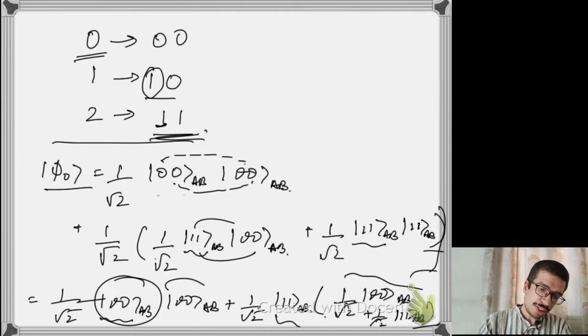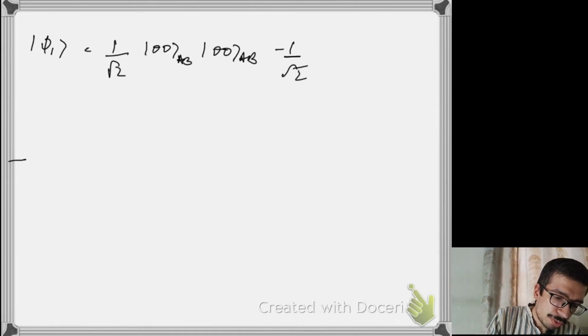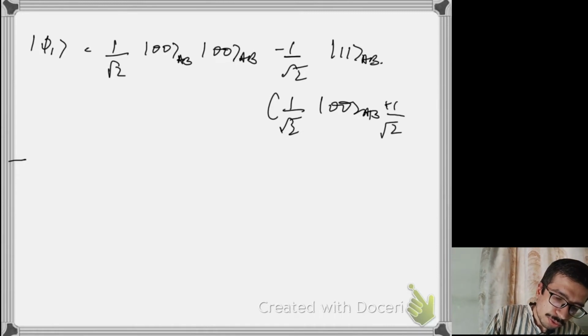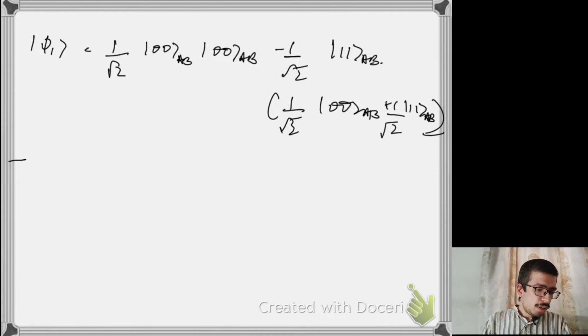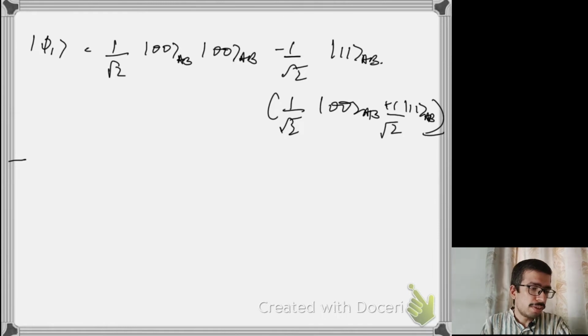So this is cat phi 0. Similarly, you can check that cat phi 1 in the above representation is going to be 1 by root 2 0 0 AB 0 0 AB minus 1 by root 2 1 1 AB times 1 over root 2 0 0 AB plus 1 over root 2 1 1 AB, right? So now this is how the share of qubits looks like.